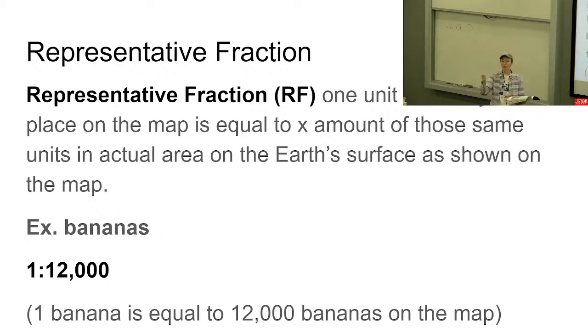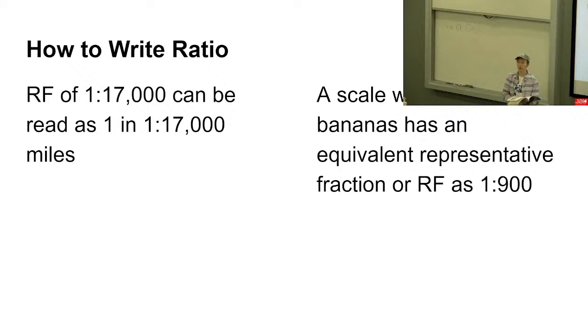Some people use their phones, their shoes, as long as it was the same unit on both sides of the ratio. So yes, let's talk a little bit about that. How do you write your RF or your ratio? You can say an RF of 1 to 17,000 can be read as 1 in 17,000 miles, or whatever unit you want to use. You want to use bananas, you can use bananas. I think miles is the best unit of measurement though. So a scale with 1 in equals 900 bananas has a representative fraction, or RF, again interchangeable, of 1 to 900. So, any questions?